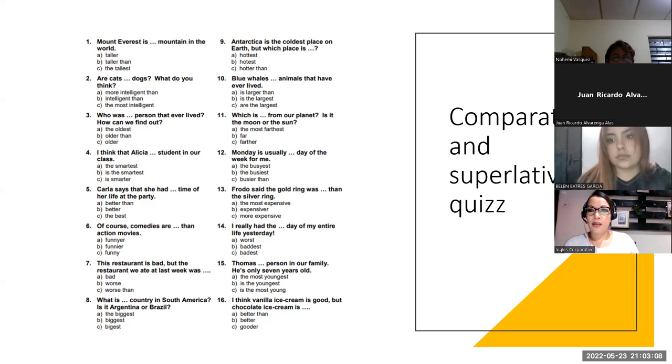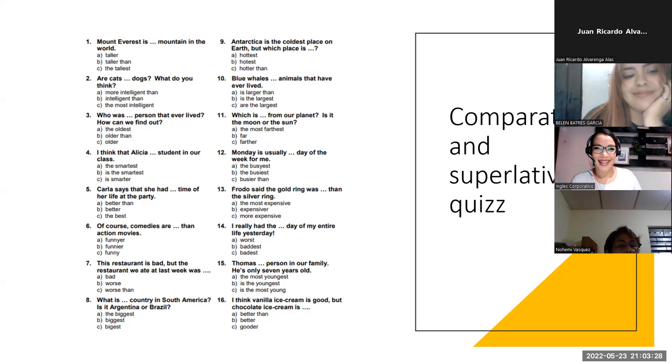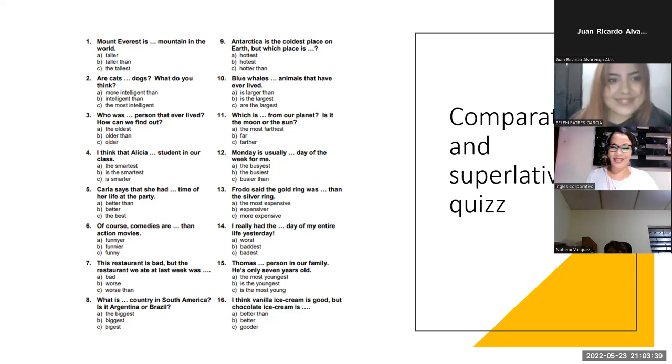Juan Ricardo Alvarenga, number two, and Belen, number three. I don't know if I'm wrong, but are cats more intelligent than dogs? What do you think? Of course you are. You are correct. Thank you. Yes, that is correct. Thank you so much. Okay. Belen is a cat lover. You must know that. Now, let's do number three, Belen.